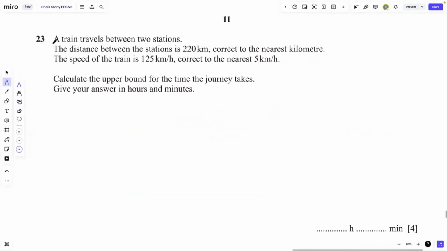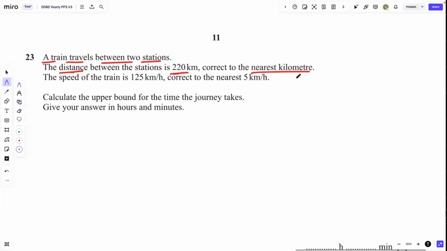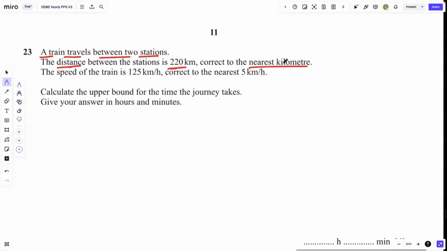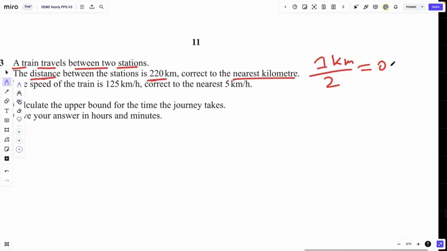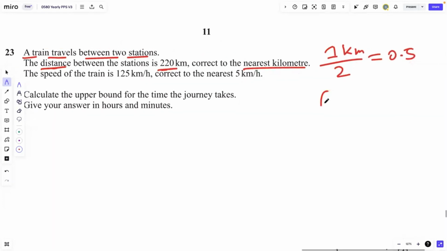Okay, so the next question: a train travels between two stations. The distance between the stations is 220 kilometers, correct to the nearest kilometer. This is a question of limits of accuracy, or upper bounds and lower bounds. Correct to the nearest kilometer, when there is no number you assume the number to be 1, so you have 1 kilometer as accuracy. You divide it by 2, so you get an error of 0.5.